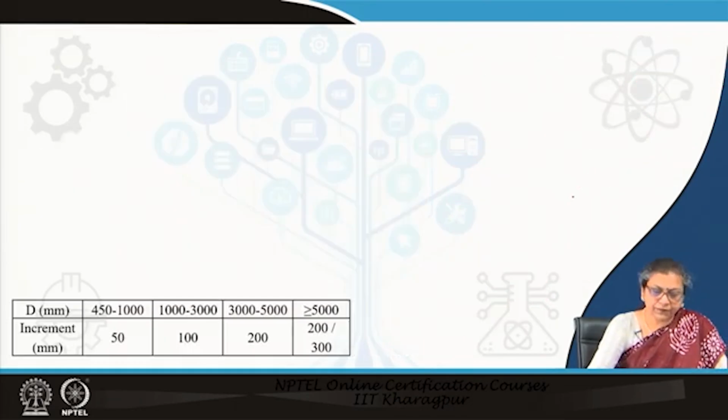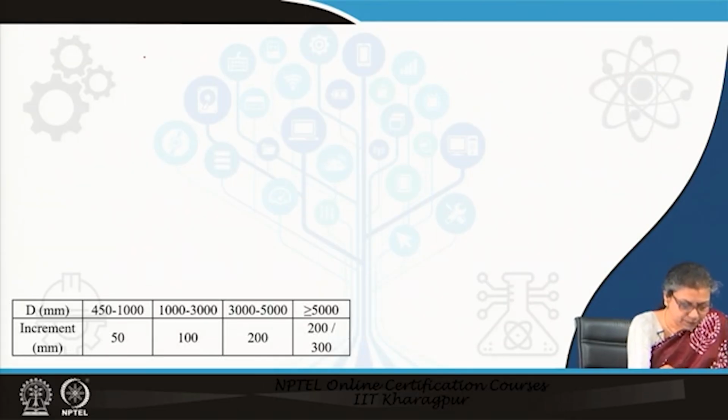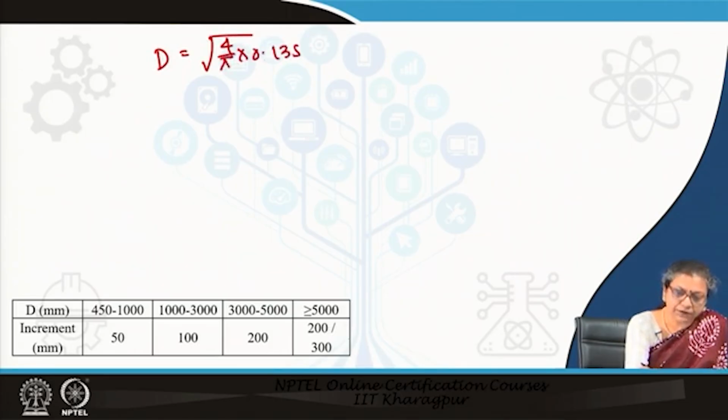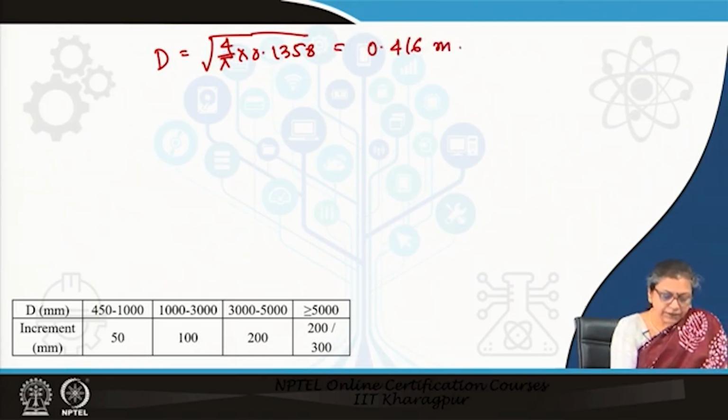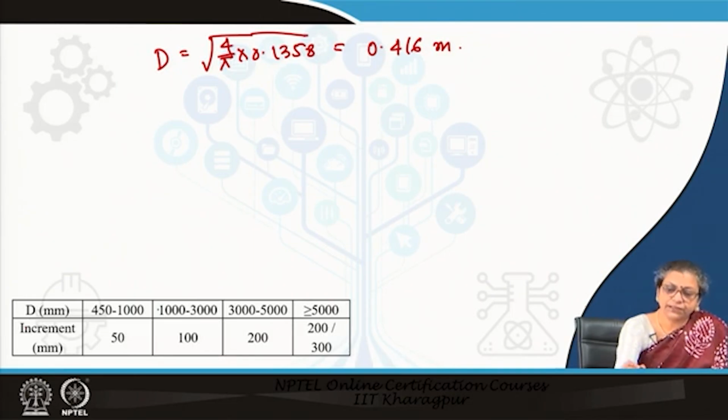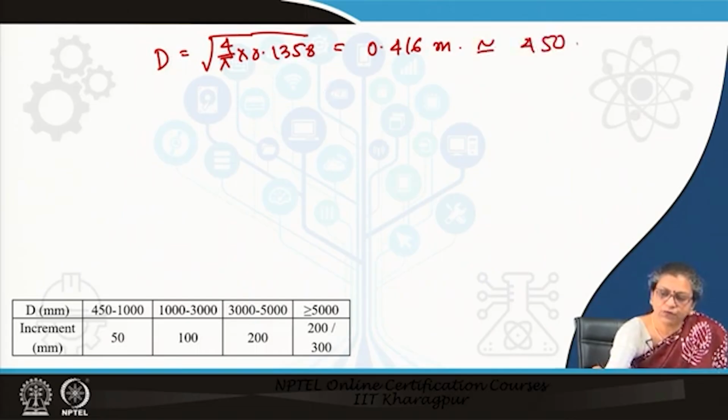So, therefore, if we find out the diameter in this particular case, we get the diameter as the square root of 4 into 0.1358 over pi. So, therefore, this gives us the diameter as 0.416 meters, right. Now, if we refer to the standards, we find that roughly the diameter for this particular range is taken off to the next higher value for a proper rounding, referring to the codes. So, therefore, we assume the diameter to be 450 millimeters.